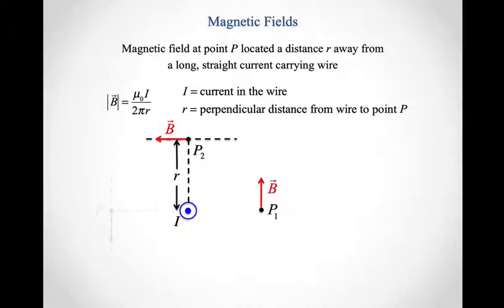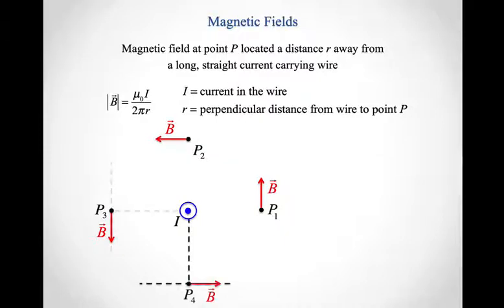Again, we can keep circling around, and so if we do the same thing at point 3, again, I'll have a magnetic field that is perpendicular to the line that runs from the current to point P. My right hand rule tells me in this case the magnetic field at point 3 points down. If I pick a fourth point that's now below the wire, the magnetic field vector points to the right.